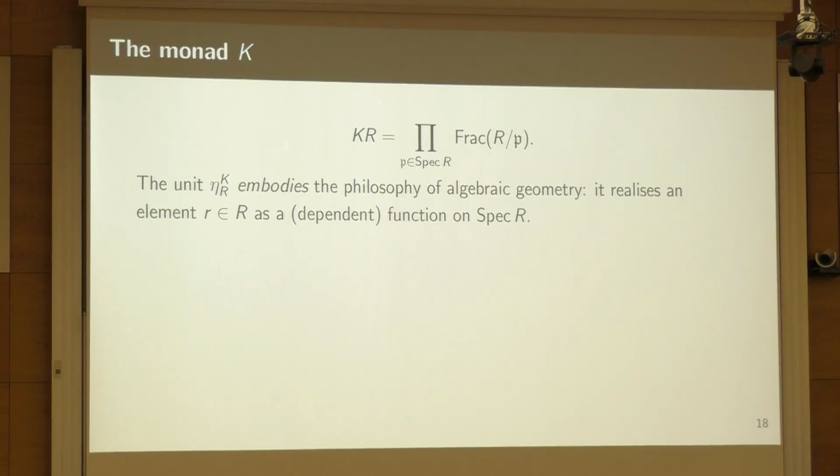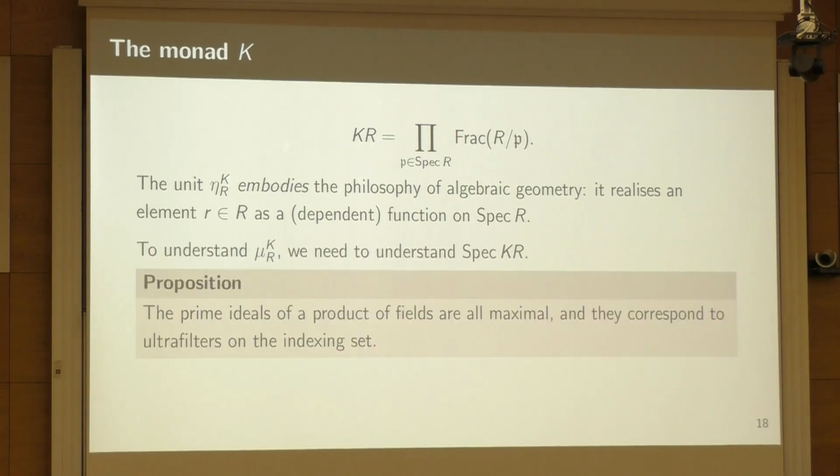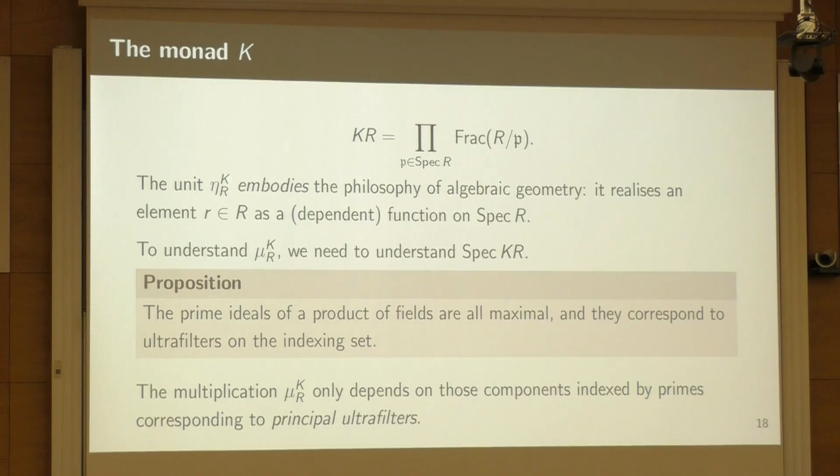For the multiplication, we would need to understand what k squared is, and for that I need to understand what the prime ideals of this ring are. But it is sort of a classical result that the prime ideals of a product of fields are in bijection with the ultrafilters on the indexing set. And moreover, all primes are maximal. So that allows me to say what the multiplication is, and it's sort of the projection onto those components which correspond to principal ultrafilters.